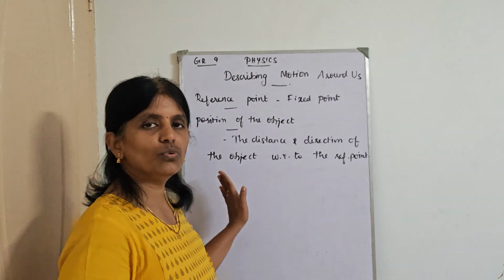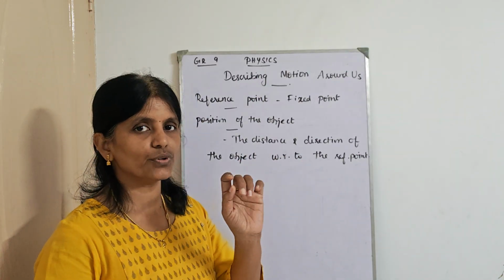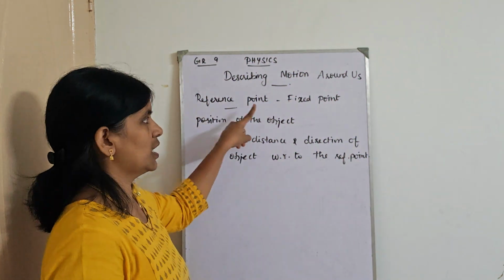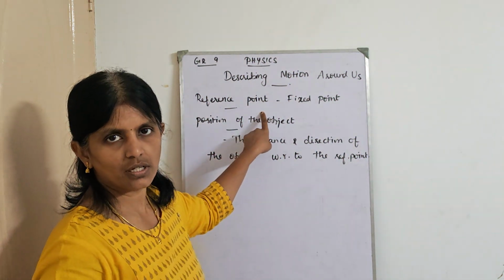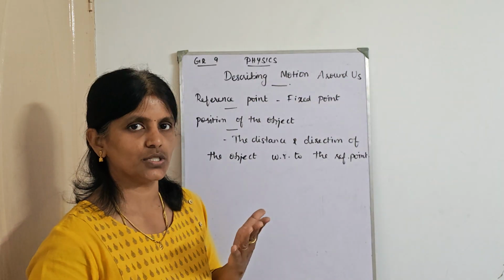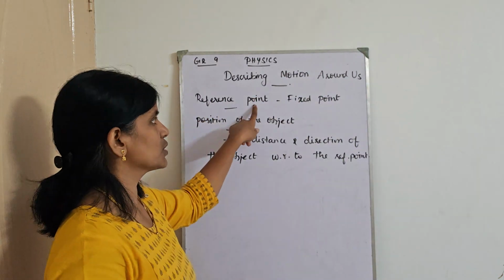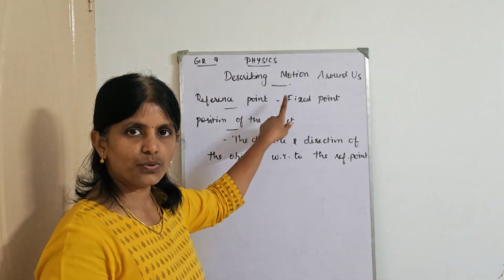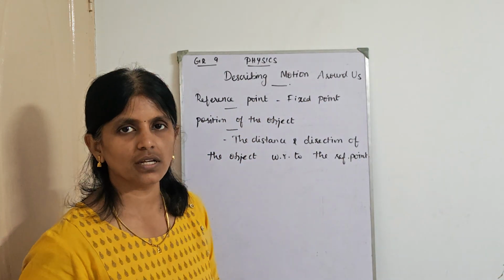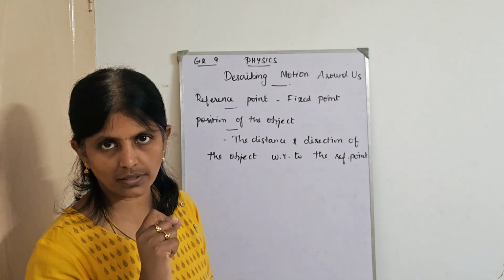So whenever we move from one point to another point, from where you are starting, that is known as your reference point, which is your fixed point, because I don't know where I will stop, but I know where I am starting. So the starting point is known as your reference point, which is known as your fixed point. Usually we say like from origin. From origin is nothing but which is indicated by the letter O.